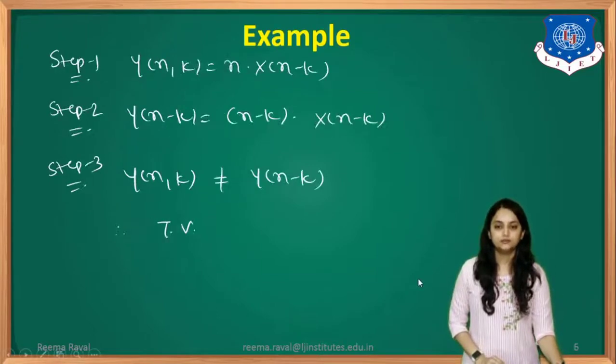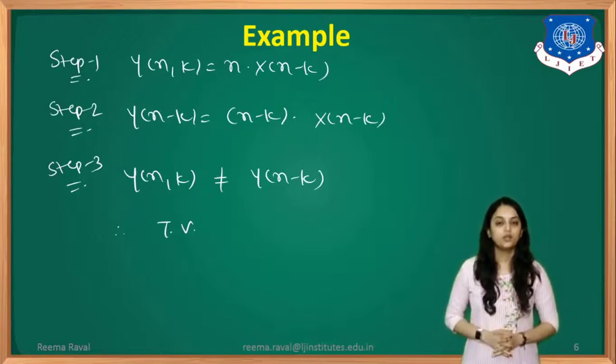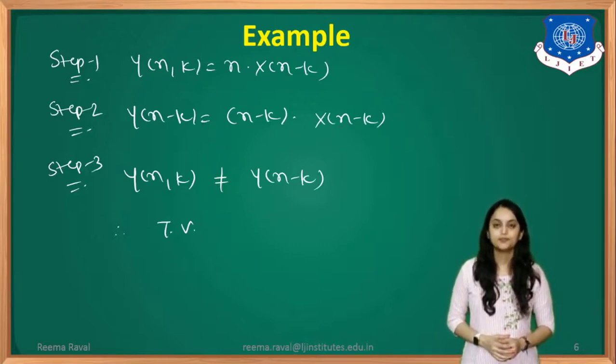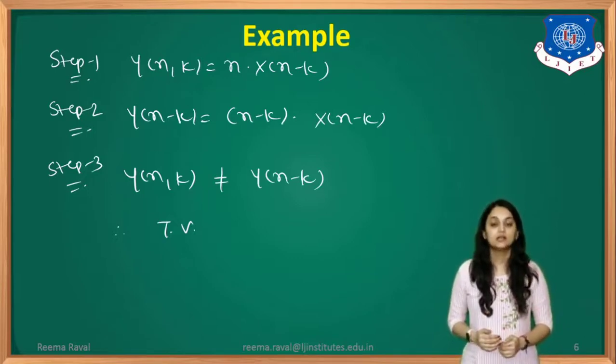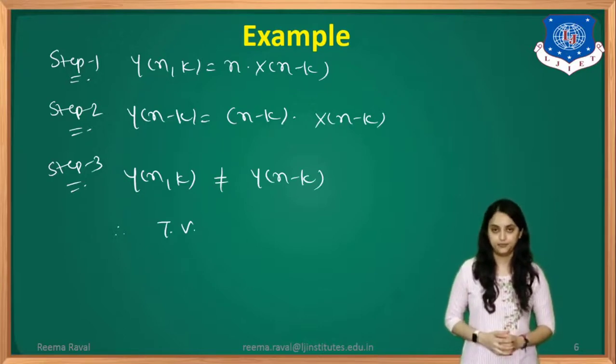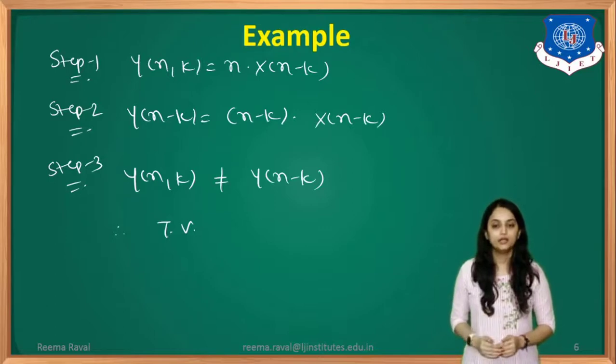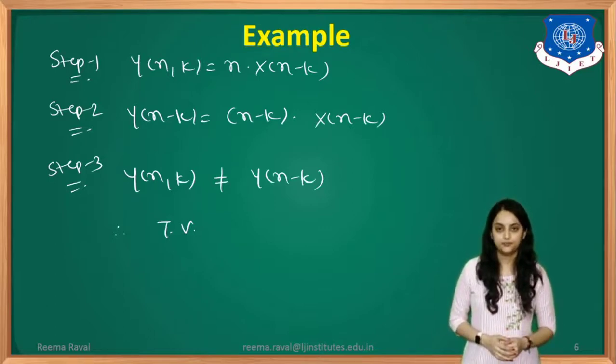Now the third one is n into x of n. First, what we will do? We will delay the input by k samples. So the first step will be y of n comma k equals n into x of n minus k. The second step states that replace n by n minus k. So whatever n values are there, we need to replace them by n minus k. So step number 2 will be n minus k into x of n minus k.